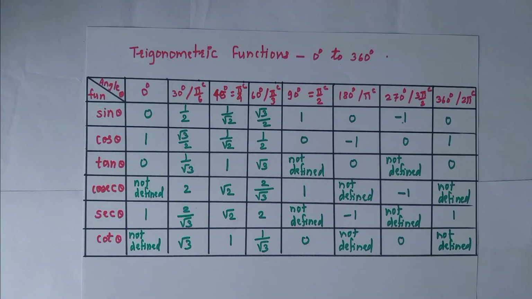Now, in today's lecture, we have seen trigonometric functions of some specific angles, that is 0 degree, 30 degree, 45, 60, 90, 180, 270 and 360 degree, and we have derived this table from these values.